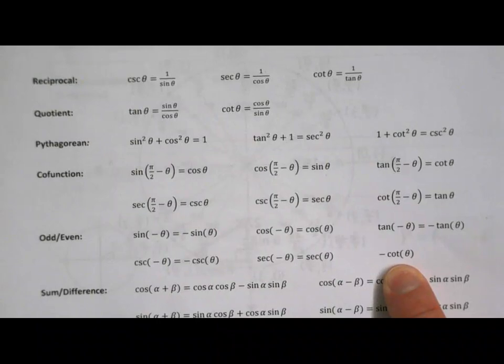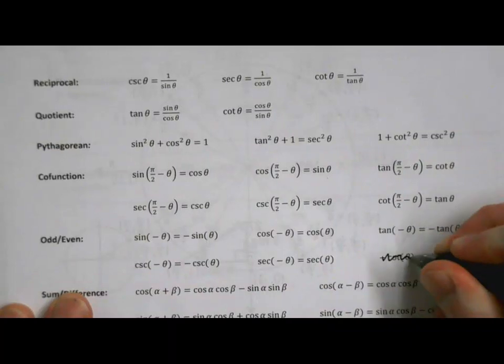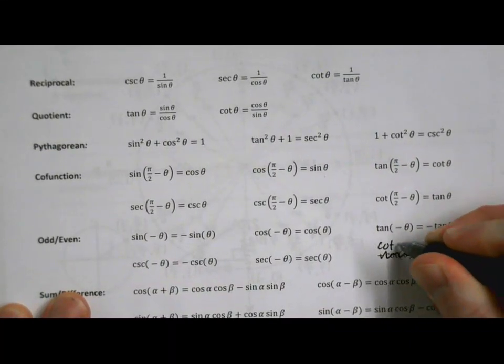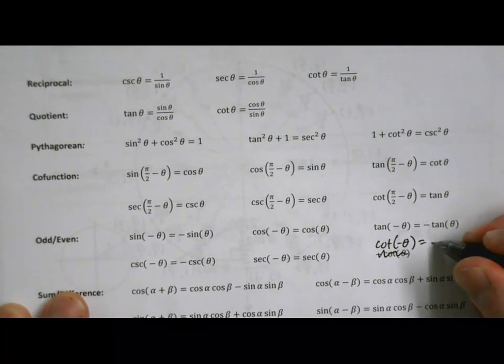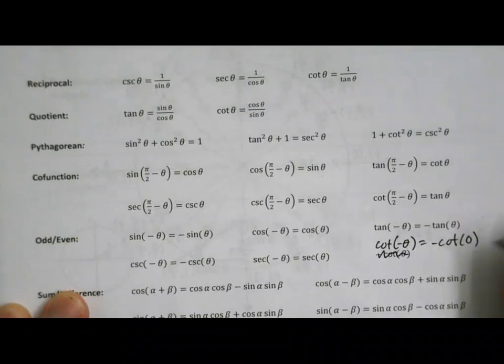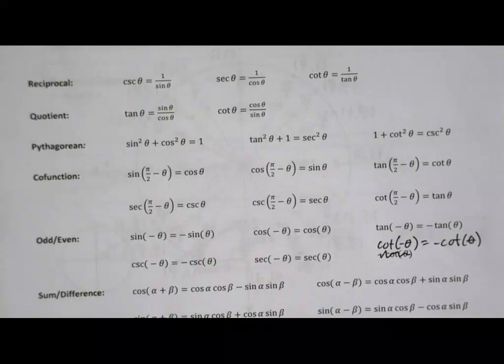This is missing something. Yeah? This should actually say cotangent of negative theta equals negative cotangent theta. I must have accidentally deleted some piece of that. Not sure how that happened, but I'll have to go back and fix that file.